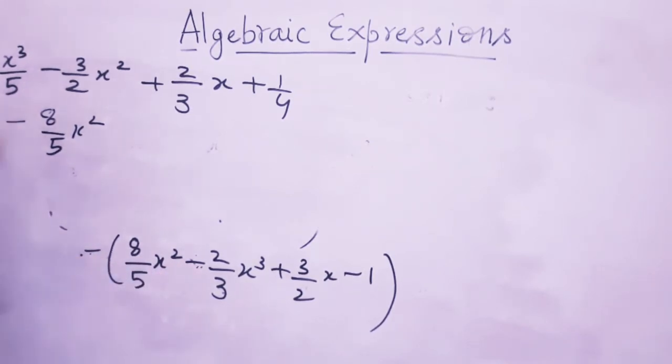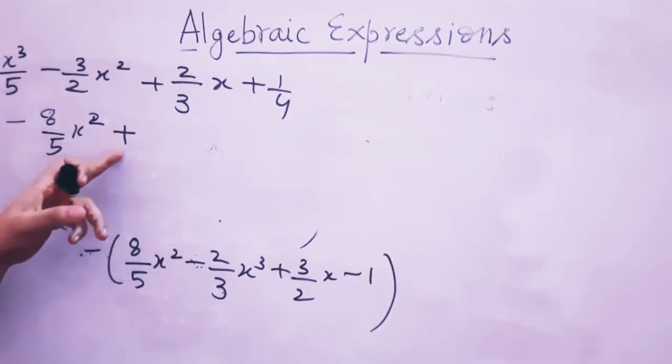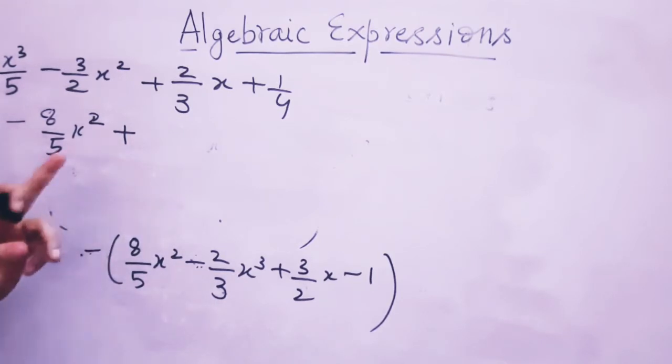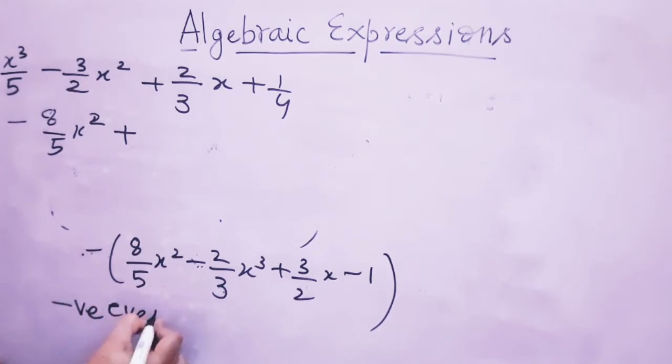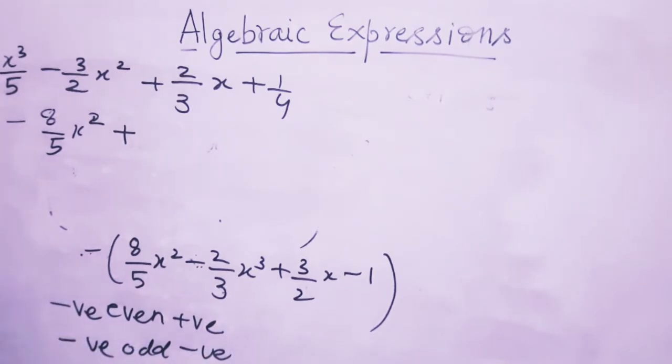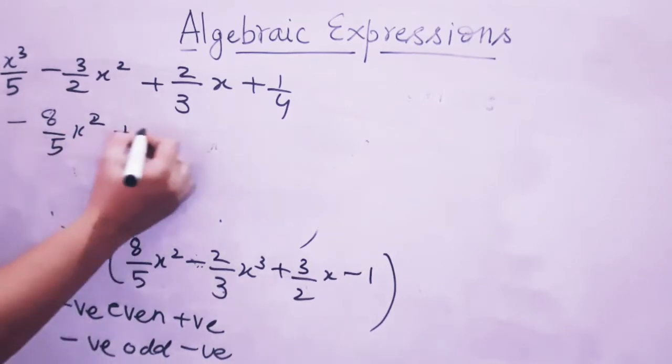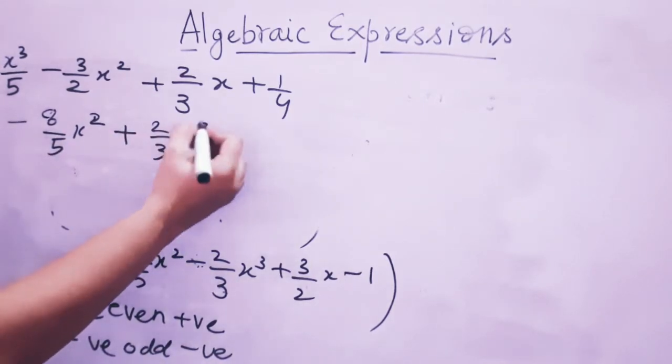is plus. So when minus minus are multiplied with each other, what will they change into? 2 negatives become positive, 3 negatives become negative. I have explained to you that a negative sign in an even number is positive. A negative sign in an odd number is negative during multiplication. So here there are 2 negative signs, an even number, so this will become positive 2 by 3 x cube.